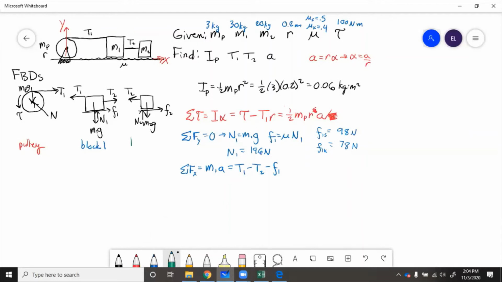So now finally moving on to the second one, block 2, sum of the forces in the Y equals 0. Normal force equals mg. And for this one, normal force is going to be 20 times 9.81. Oh shoot, I think I switched these. So now it'll be correct. So this is N2 equals 294 newtons. And then F equals mu times normal force. So static is going to be 147, just the 294 times the 0.5, and F2 kinetic equals 118.